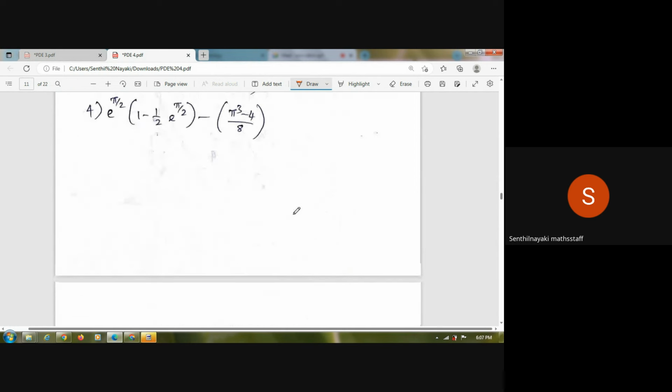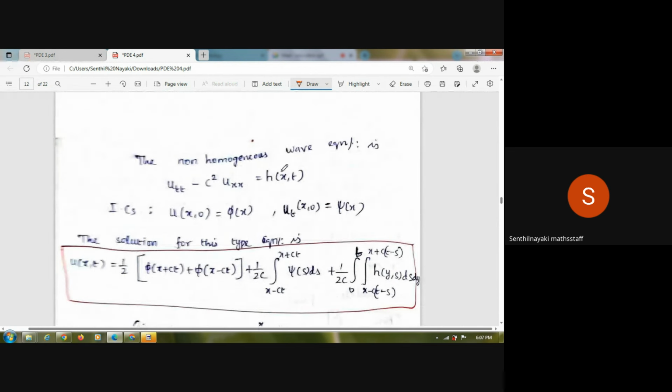Let us discuss how we can find out the solution for the non-homogeneous wave equation. Here u of x comma 0 equal to phi of x and ut is psi of x. In the last problem we have taken this as f and this as g. So here phi and psi.